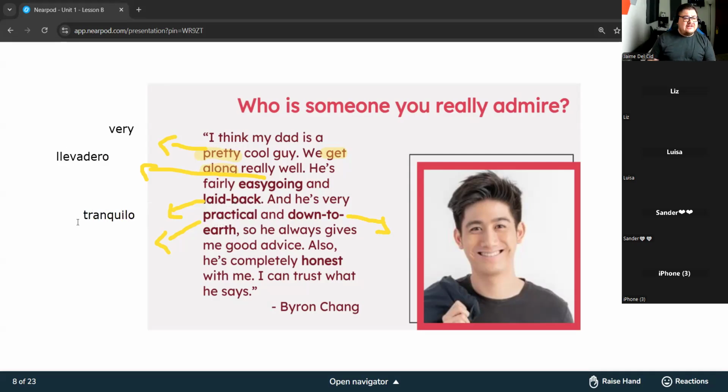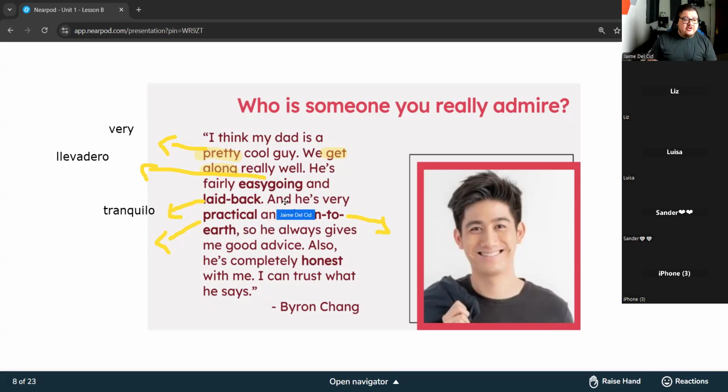Entonces, alguien llevadero y tranquilo son como sinónimos de alguna forma, ¿verdad? So, easygoing and laid back. So, it's not someone who is going to be problematic, right? Is not going to be stressed. Si hay algo pasa, si se quiebra una taza y se cae el café, ¿verdad? He can go ahead and clean everything. He's not going to get stressed and all freaked out, right? So he's easygoing and laid back.